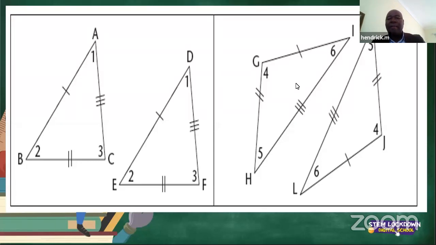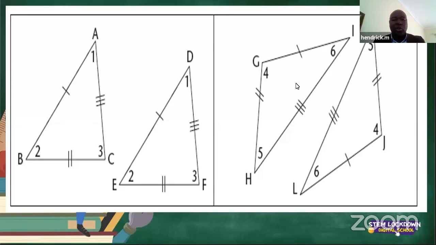This tells us that the two triangles, triangle GHI is congruent to triangle JKL. Why? Because the two triangles, if you look at them, have got the same shape and the same size. So how do we know they've got the same size? Because we've been given that the three corresponding sides are equal. Let me repeat, GI is equal to JL, and the side GH is equal to the side JK, and the side HI is equal to the side KL.